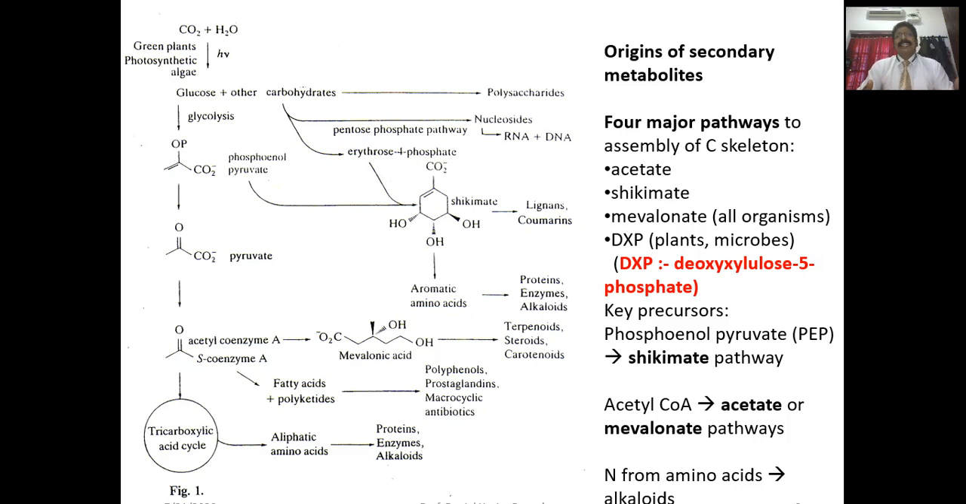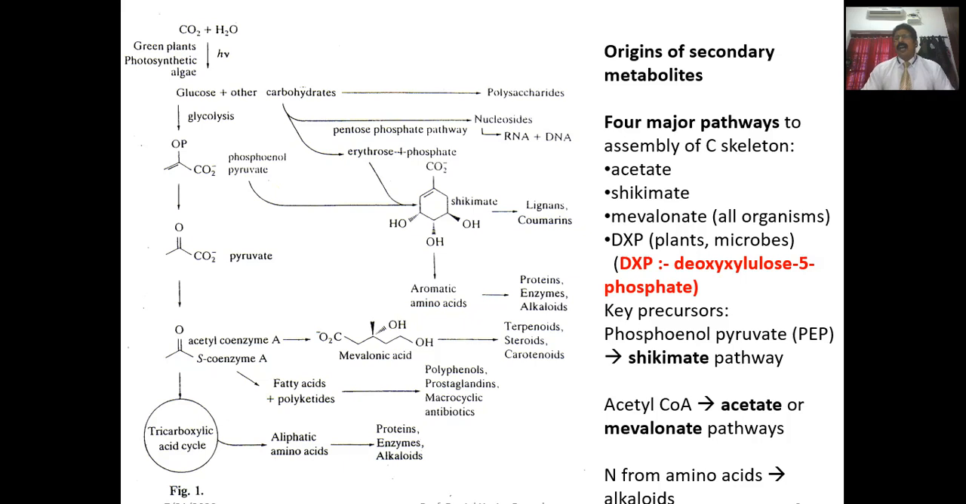In this slide I have shown 4 major pathways: assembly of the C skeleton through acetate, Shikimate, mevalonate, and DXP, that means deoxy-xylulose phosphate. Most commonly xylulose 5-phosphate is a precursor, always coming across like phosphoenol pyruvate. So it is also an intermediate product which comes up in various metabolic pathways in plants. There is the Shikimic acid pathway, the acetate pathway, and N, that means nitrogen, which is needed for any amino acid, even for alkaloids; a nitrogen containing compound is an alkaloid, when you see the definition of alkaloid. So these are all secondary metabolite pathways.